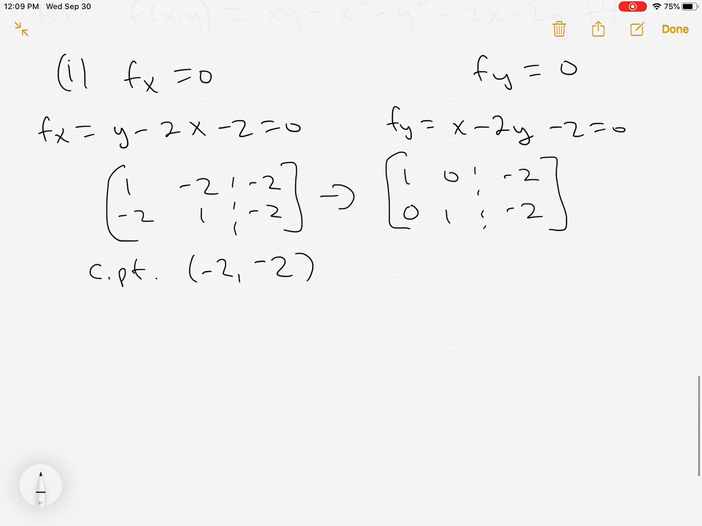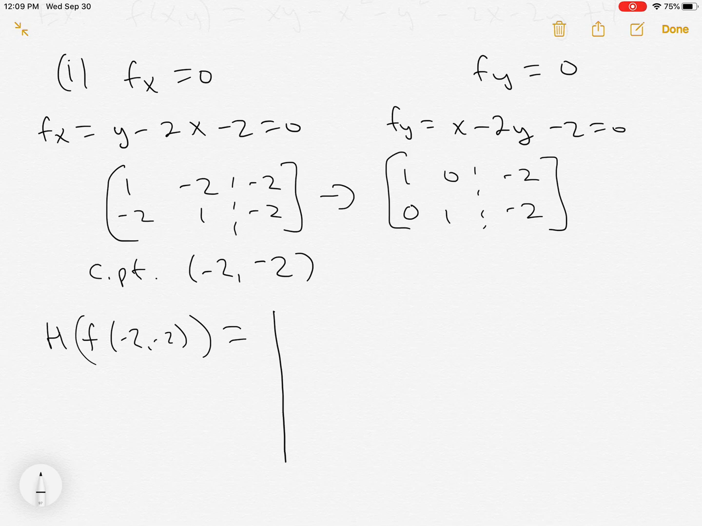And now we want to compute the Hessian of f evaluated at minus 2, minus 2. Let's do this in two parts. What's f sub double x is negative 2. F sub xy is 1. And then f sub yy is negative 2. So this gives us 3, which is greater than 0. So it's either a max or a min. F of xx is minus 2, which is less than 0.